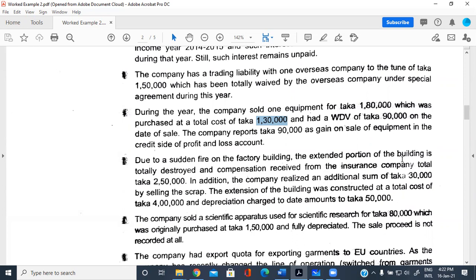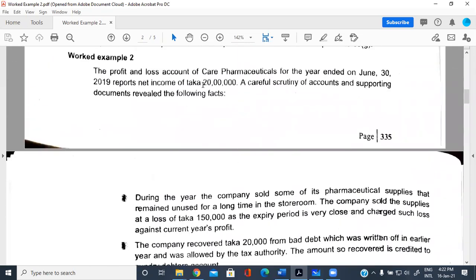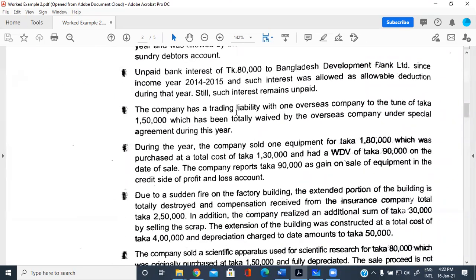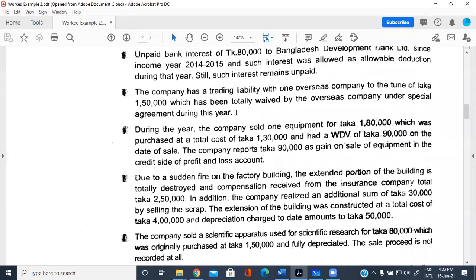Okay. So what can we do? The company reports taka 90,000 as gain on sale of equipment in the credit side of profit and loss account. So our task is to allocate this as 50,000 as capital gain and 40,000 as revenue gain. Okay. If it has been included in the 2 million profit, in that case, we need to separate the 50,000 gain out, and we need to show the 50,000 as capital gain separately, right? Yes, sir.